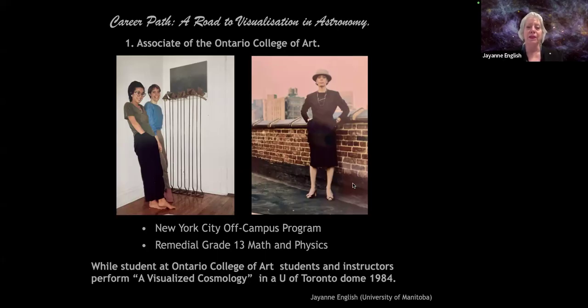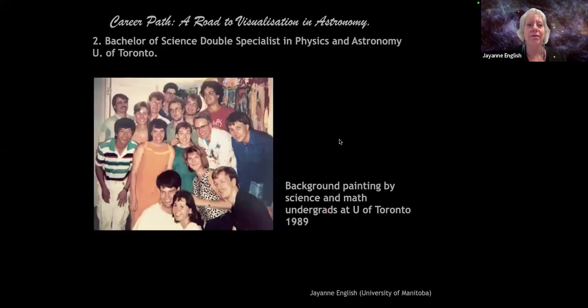And while I was a student at OCA, I had other OCA students and instructors perform a piece called A Visualized Cosmology in an astronomy dome on top of the McLennan Building at the University of Toronto. So you can see by the title that my artworks were astronomy based. Those were the themes. So then I did a Bachelor of Science, a double specialist degree in physics and astronomy at the University of Toronto.